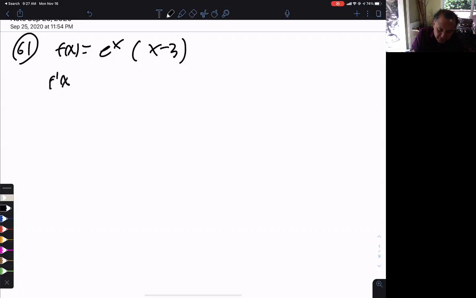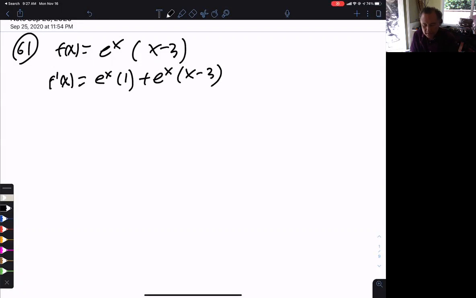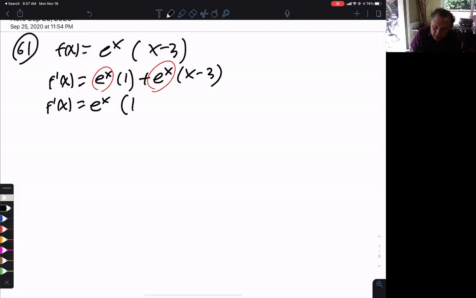All right, to take the derivative, I have a product rule. I leave the first alone, and I take the derivative of the second. Then I take the derivative of the first and leave the second alone. I am going to factor out e to the x to make it prettier, because they both have an e to the x. If I take that out, I'm left with 1 plus x minus 3, which is e to the x, x minus 2, I hope.